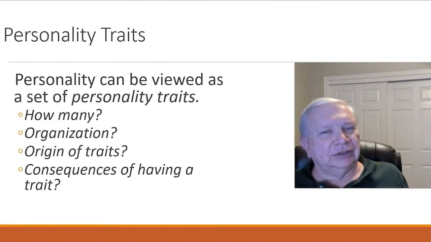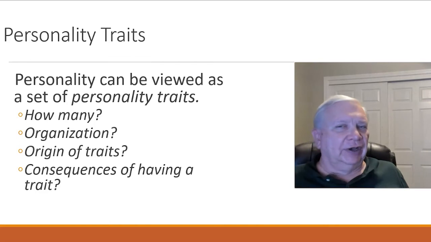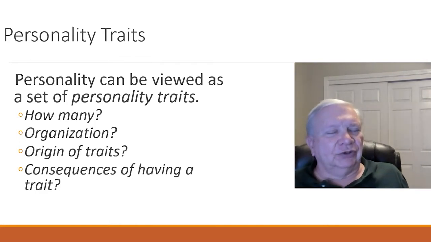And you have to look at that one. The Big Five doesn't necessarily provide an origin for each of the 5 traits. So where do these traits come from? Are they genetic? Are they learned? That's an important thing to think about when you're modeling personality traits. Finally, what are the consequences of having any given trait?